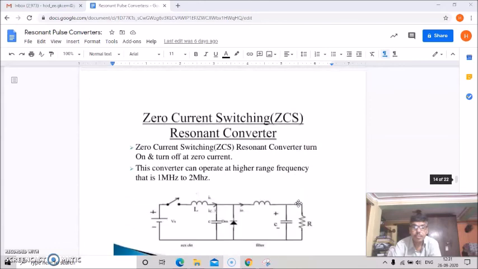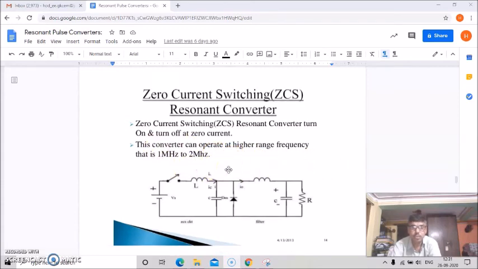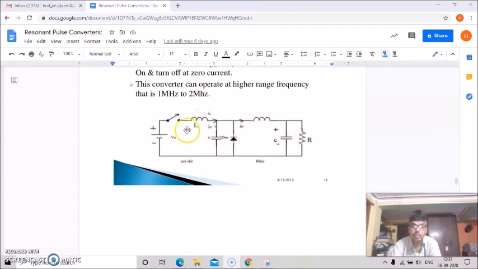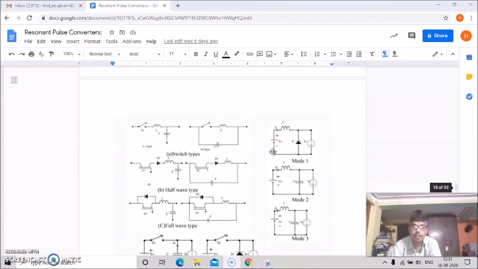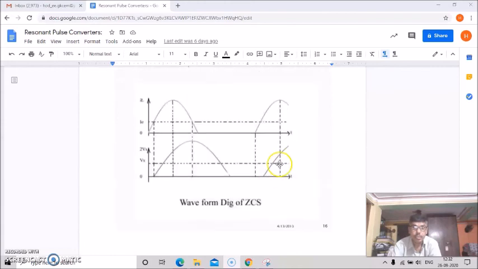Then we have also discussed zero current switching resonant converters. In a ZCS resonant converter, turn on and turn off occur at zero current, and this converter can operate at a higher range of frequency, that is 1 megahertz to 2 megahertz. This is the zero current switching circuit part, and this is the filter. These are the different types: this is the switch type, this is the half wave type, this is the full wave type, and these are the different modes of operation of this ZCS. And these are the waveforms of ZCS.